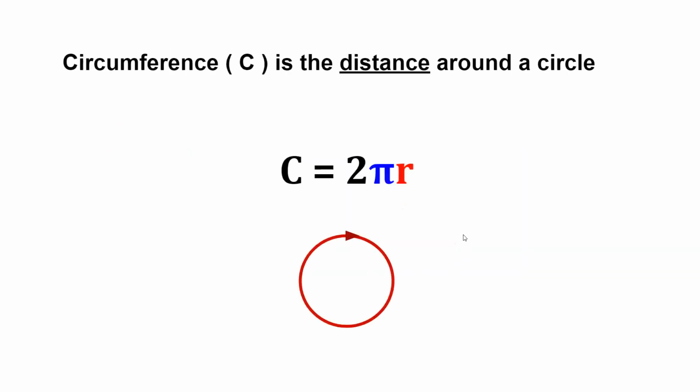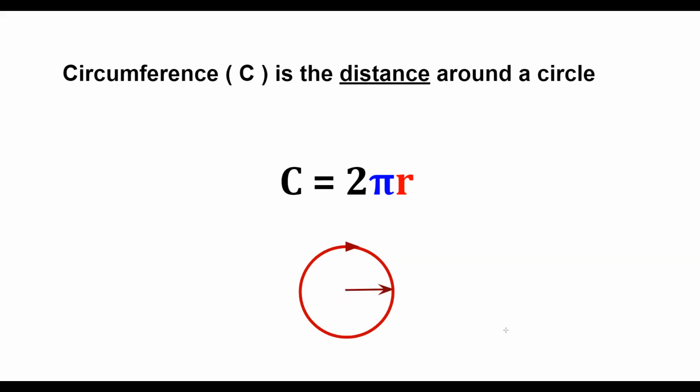Okay, let's talk about the formulas. Circumference, which we usually use the letter C for, is the distance around the edge of a circle. The formula is 2 times the number pi times the radius of the circle. Now, the radius of the circle is just half of the width of the circle, like that.